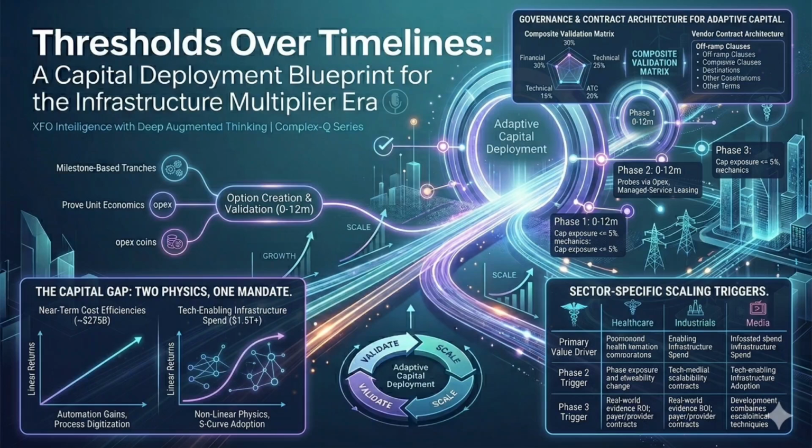Bottom line, it's not a spending race, it's an option tournament. Fund truth first, scale only when signals converge. This transforms a $1.2 trillion gap into a multiplier engine.